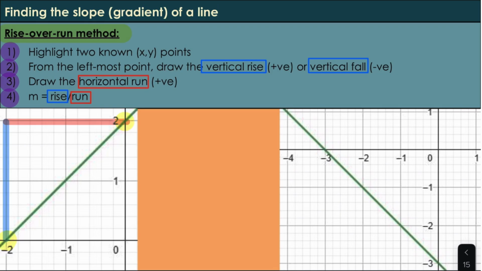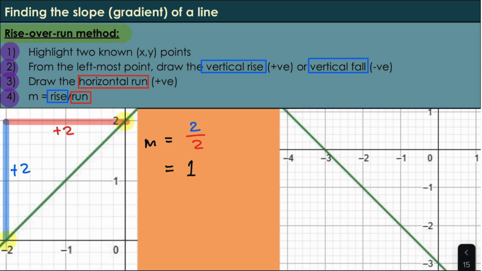Step 4, we work out our slope value. M is equal to, we rose up 2 blocks, so that's a positive 2. We went across 2. So it's 2 over positive 2, and 2 divided by 2 is positive 1. That is our slope value.